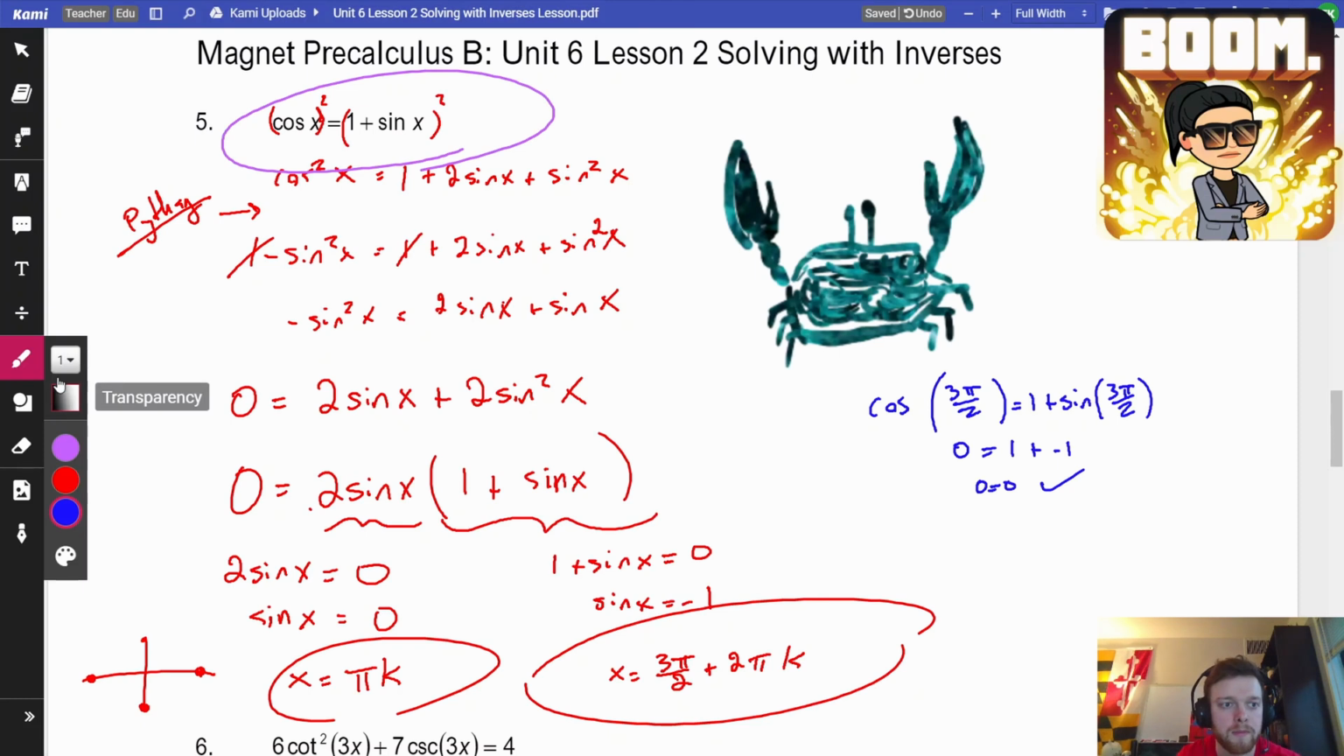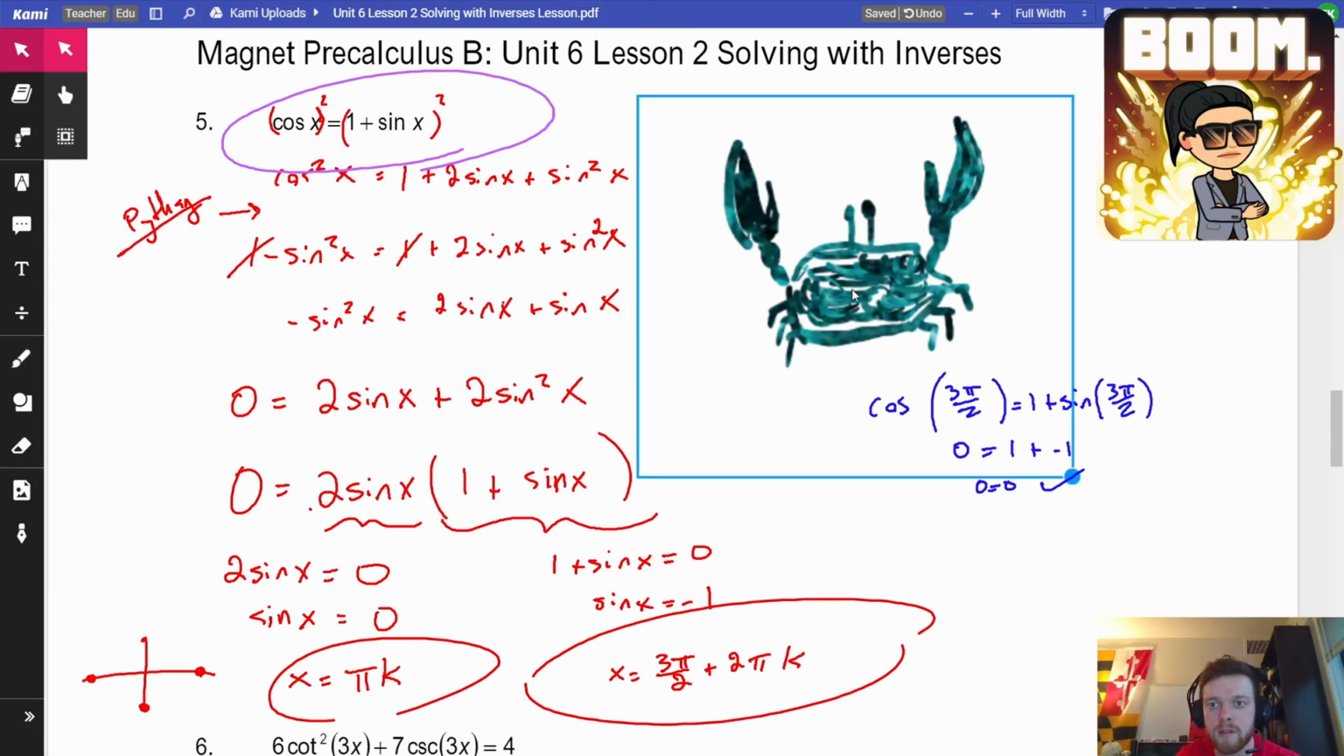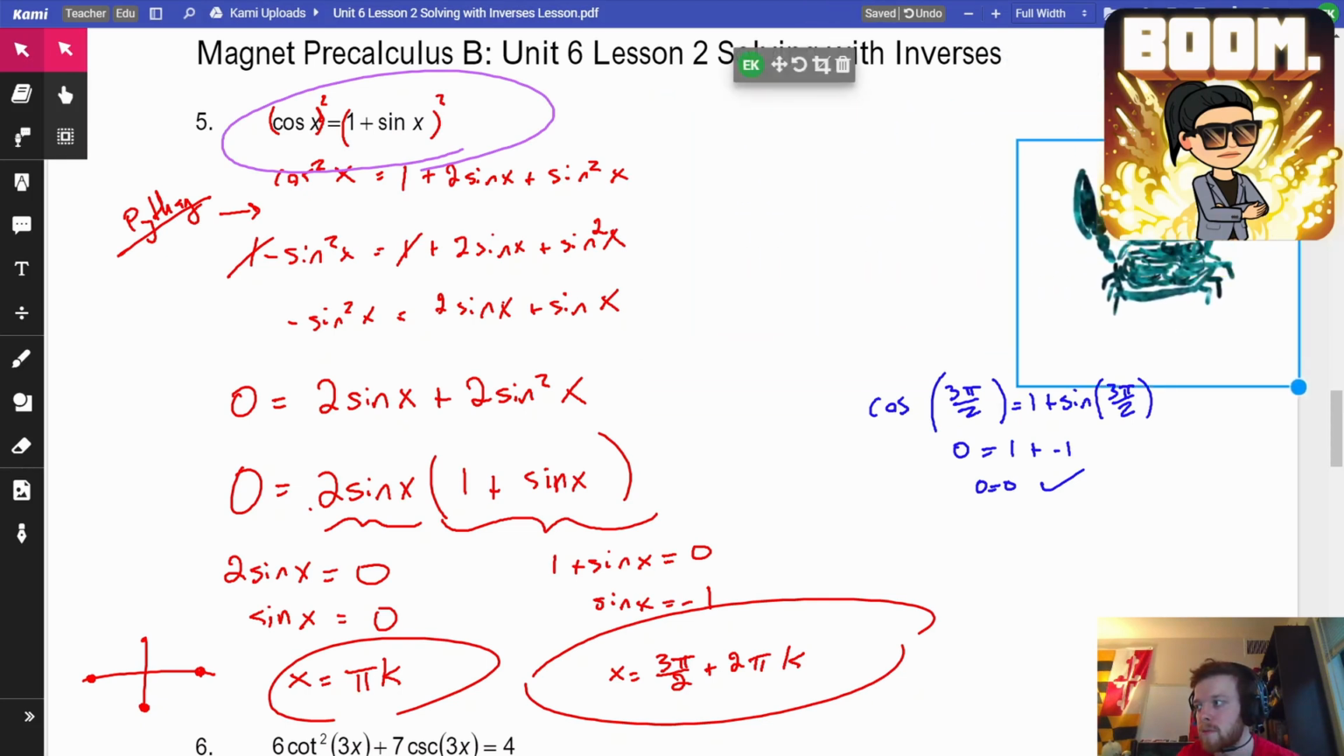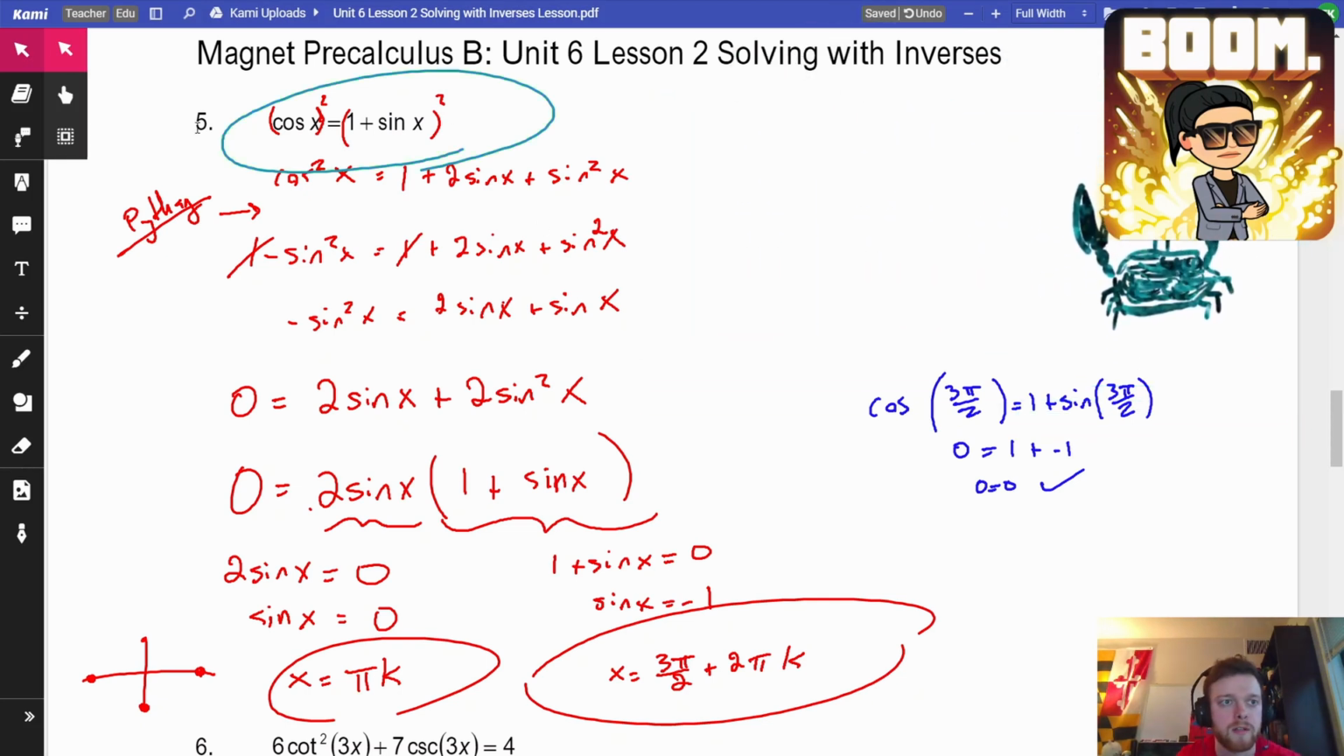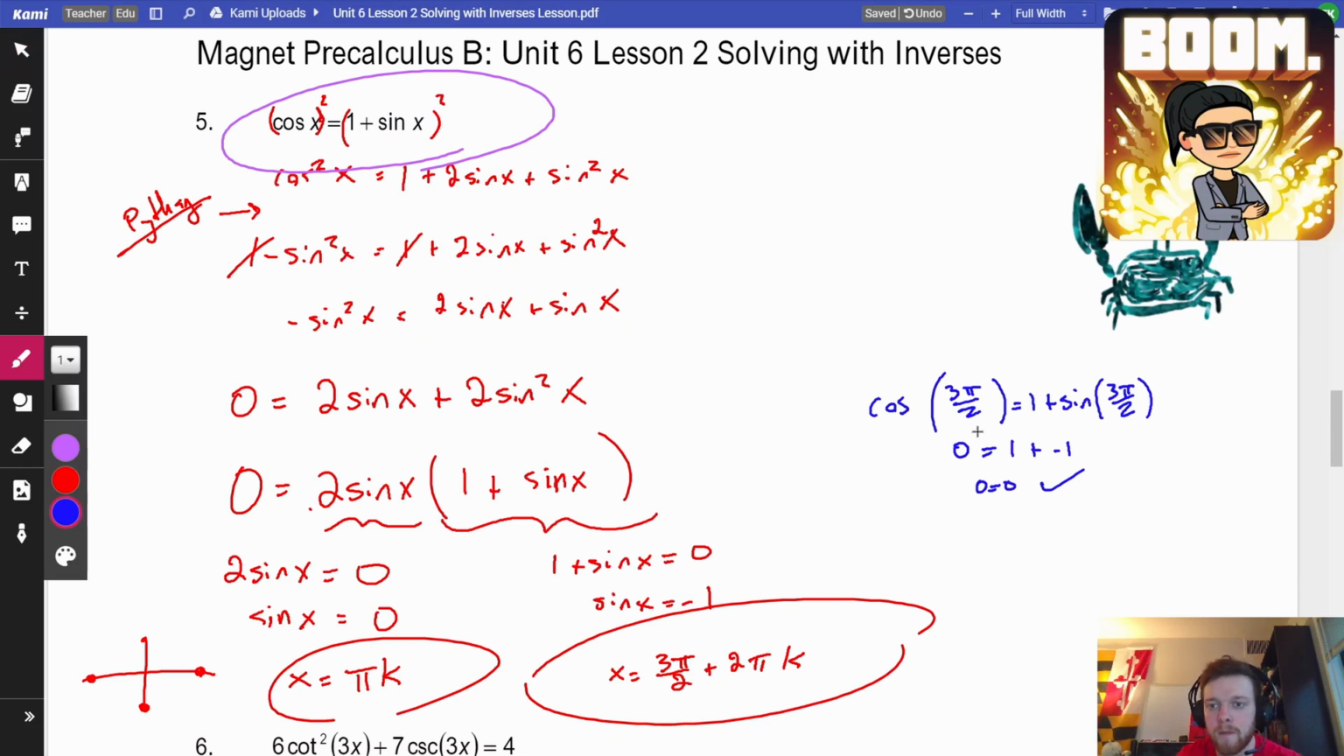Let me go ahead and move the crab too. You know what? I'm going to crab Mr. Contreras by putting this crab over here underneath Mrs. Contreras. All right, so cosine 3π/2, that works. 3π/2 works.